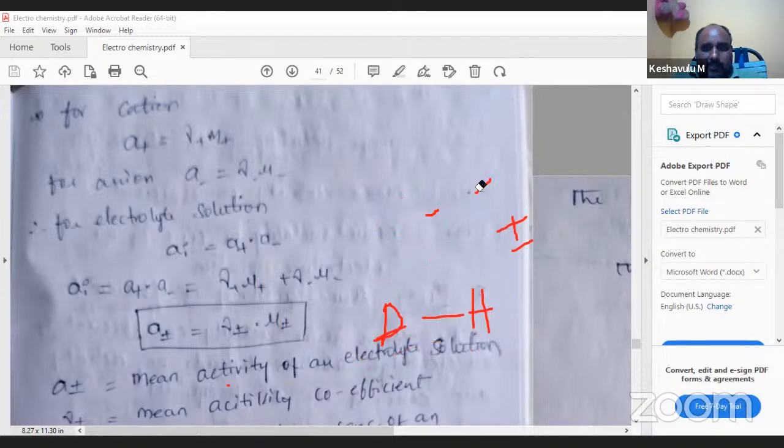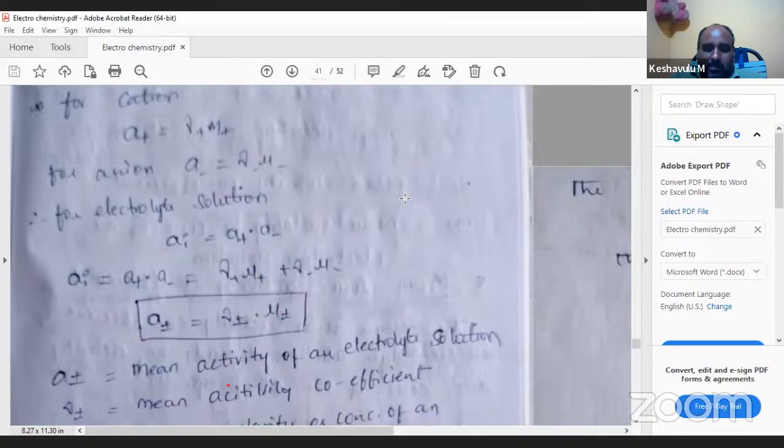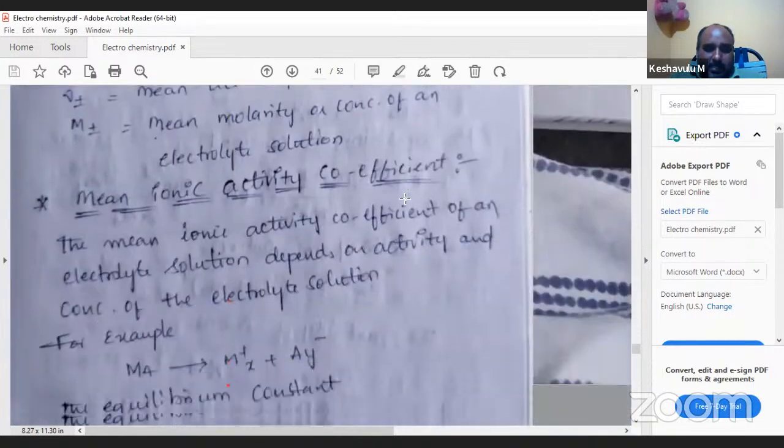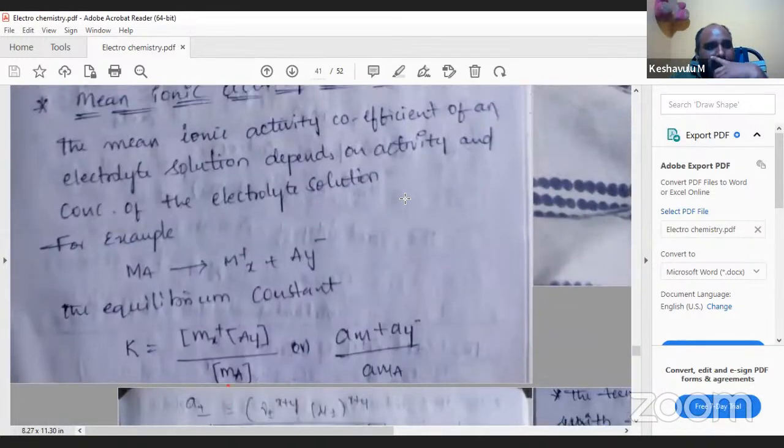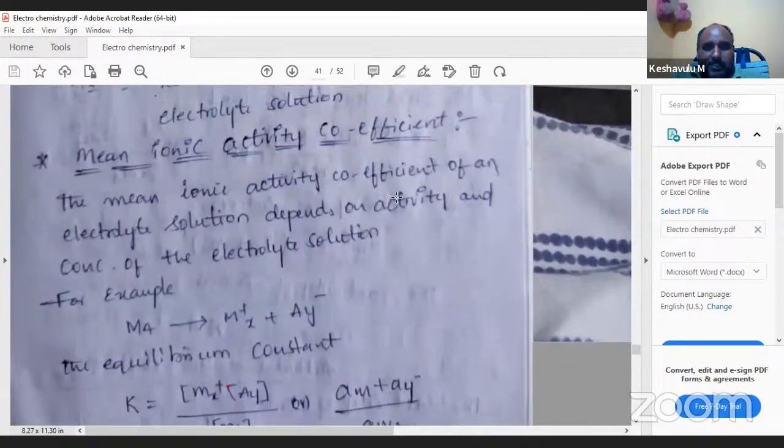Right, so we'll see the nice concept of Debye-Huckel. Just concentrate a little bit, so I can give simple and clear information about Debye-Huckel. Some small concept is there, that is the mean ionic activity coefficient. We have to know the mean ionic activity coefficient, then how it can be determined with the help of the Debye-Huckel theory. So that we'll see.